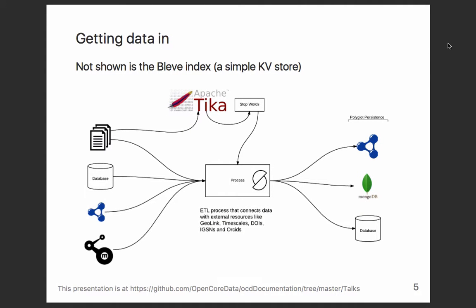So just a little more detail on getting the data in. As I mentioned, we are using mechanisms to free text index where appropriate certain documents. These are like image documents looking for text in the images, PDFs, Word documents, Excel documents, and we're using the Apache Tika package to perform that operation.